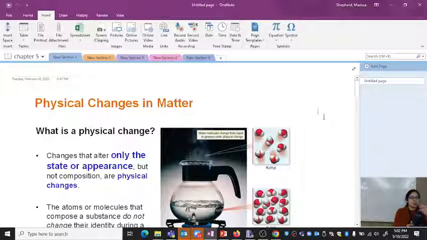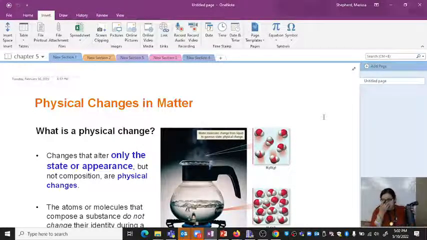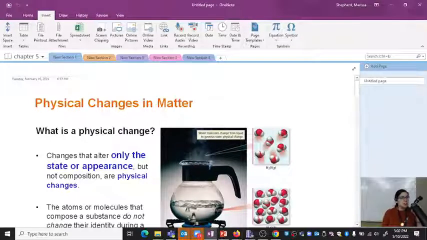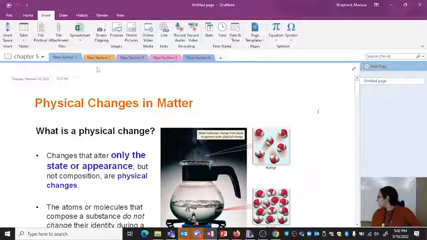All right, so we're starting chapter 5. We have chemical reactions and stoichiometry, so a pretty important chapter. Just starting off, we have physical versus chemical changes.